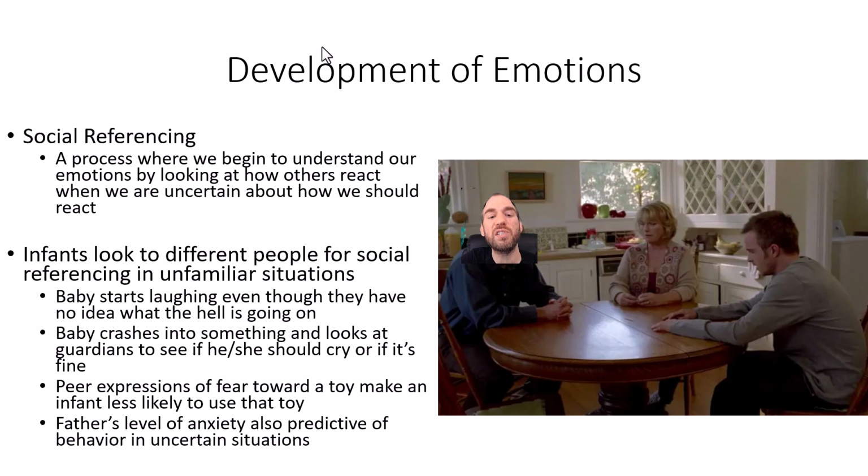A baby crashes into something and looks at the guardians to see if he or she should cry or if it's fine. Pure expressions of fear toward a toy make an infant less likely to use that toy. Fathers' levels of anxiety also are predictive of behavior in uncertain situations in infants. So because infants have no experience interacting with the world, they will look to these social cues from other people. Again, we are social mammals.